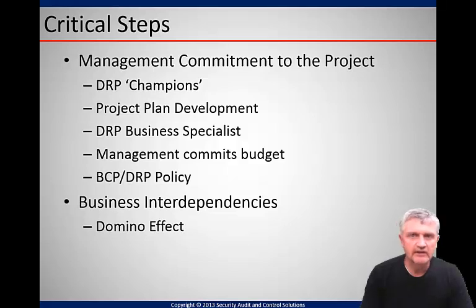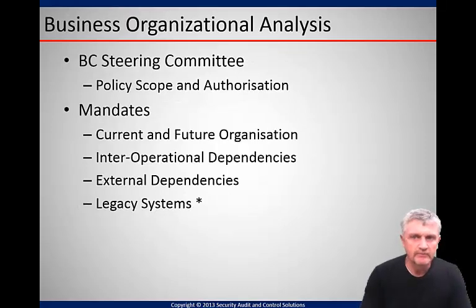Now, also what's very interesting and very difficult also to ascertain sometimes is the business interdependencies, whereby one department has output for another department. And if the one department with the output has a disaster, the other department expecting the input will be impacted as well. And this is known as the domino effect. Now, also from the business organizational analysis, we need a business continuity steering committee. That's where we have policy scope and authorization for certain aspects, like budgets, mandates, current and future organization. That has to be part of the development process.